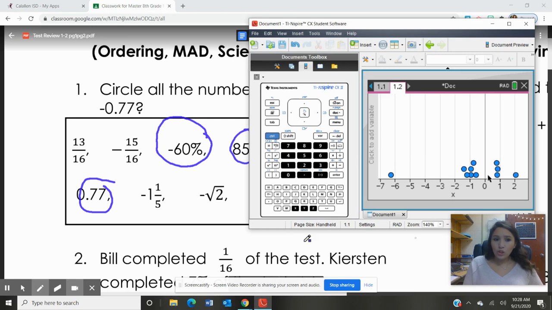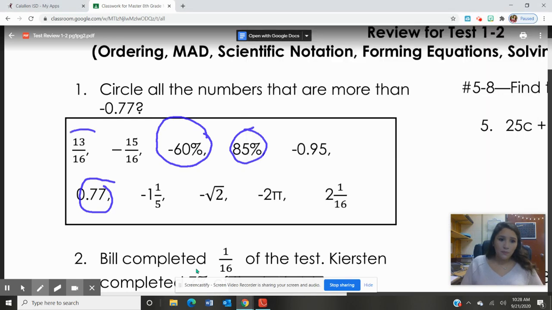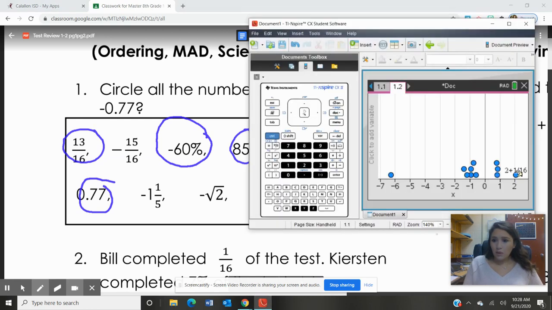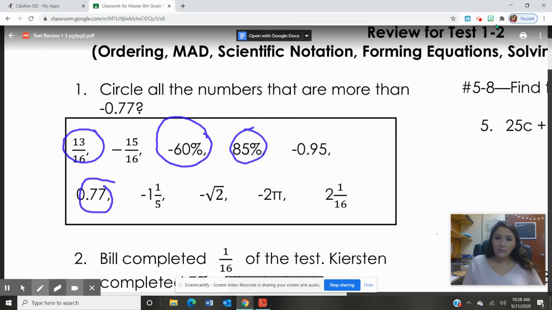The next number is 13 over 16. And then my last number that is greater than negative 0.77 is 2 and 1/16. So this is this one right here. Okay, so that was question 1. The ones I circled are numbers that are greater than negative 0.77.